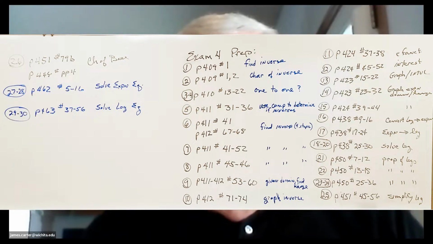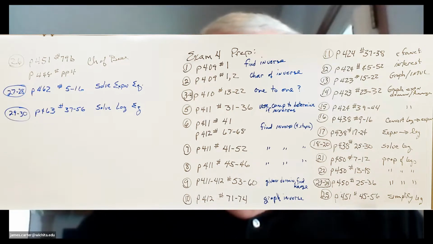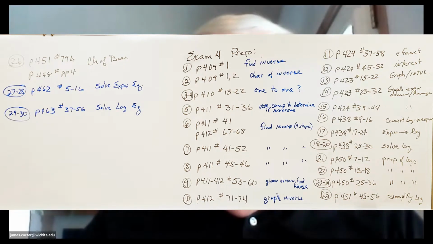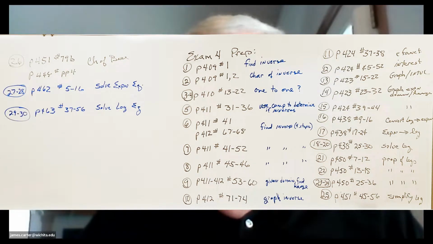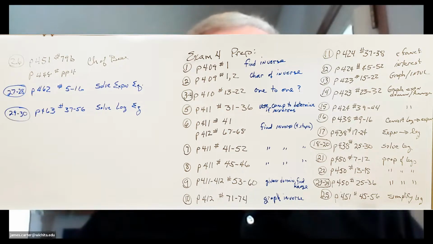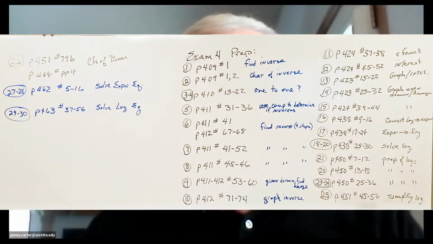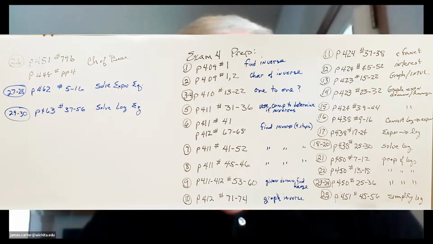Problem number 9. Okay. Given that the domain of a one-to-one function f is a certain interval and the range is a certain interval, then you have to state the domain and range of its inverse. On number 9, the citation is 4.1.3, and the page and problems are 411, 412, number 53 through 60.